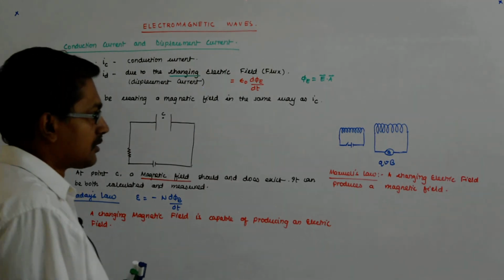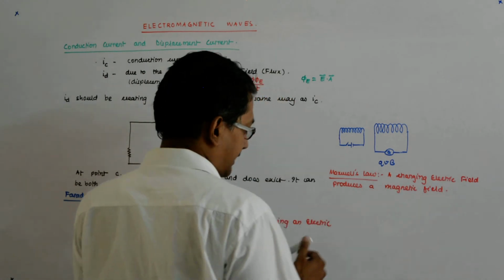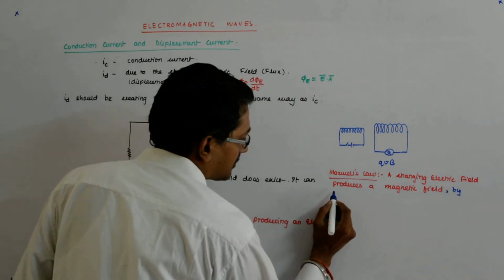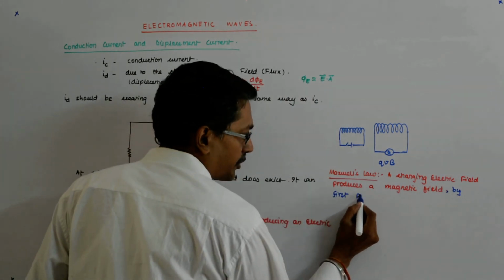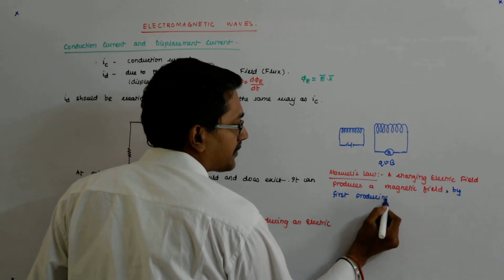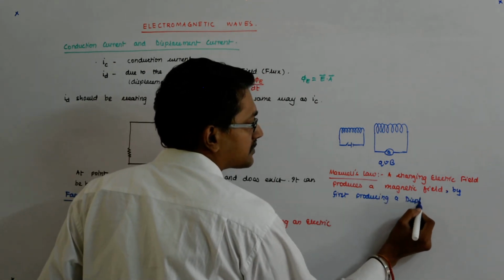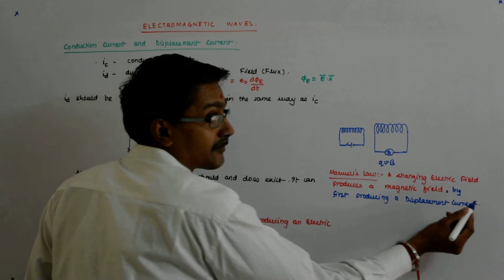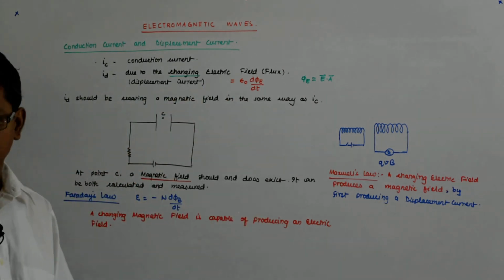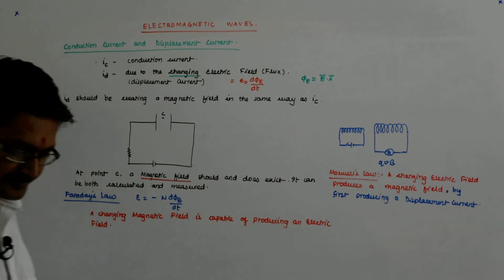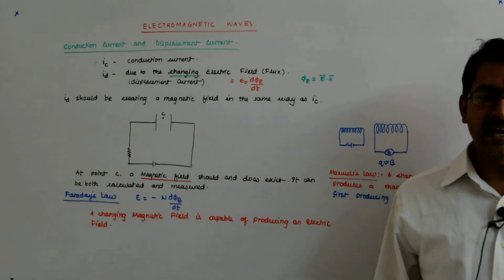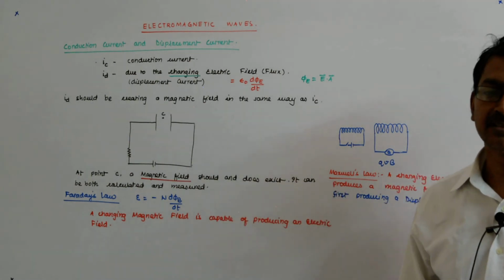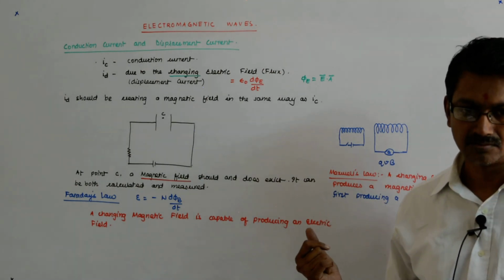Okay. So a changing electric field produces a magnetic field, obviously by first producing a displacement current. Fine. So as it happens, nature is symmetrical, and we have seen so many symmetries coming out at us. Fine, and this is one of them.